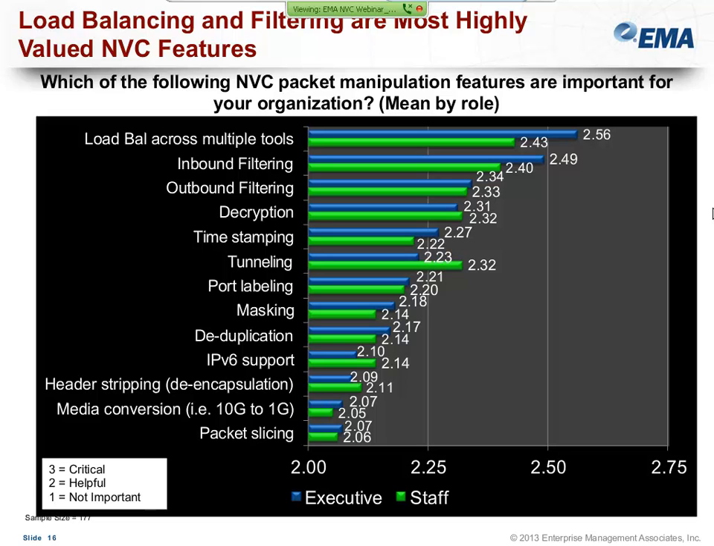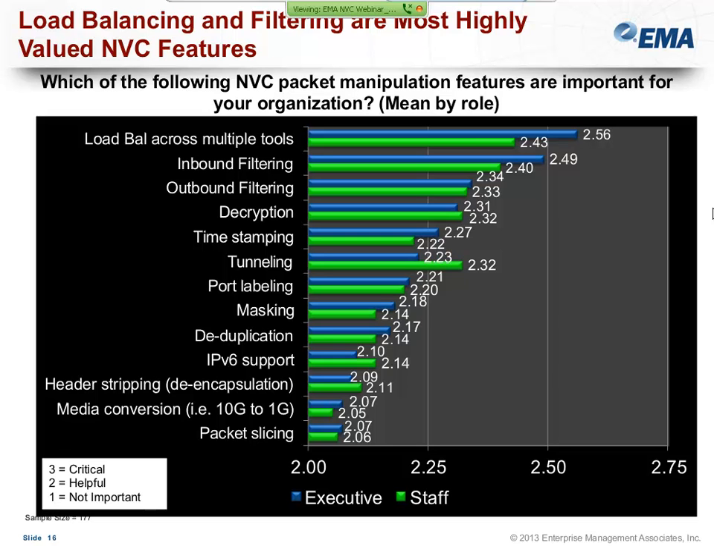I've got the results here split by looking at how the executive types answered versus how the staff types answered. Generally, they track pretty well, with some interesting minor exceptions. But generally speaking, load balancing is perceived to be delivering the most value out of these kinds of platforms, followed by filtering, inbound and outbound filtering. Decryption's a pretty close fourth to outbound filtering's third if you look at the average here. And the next two follow pretty close behind that.